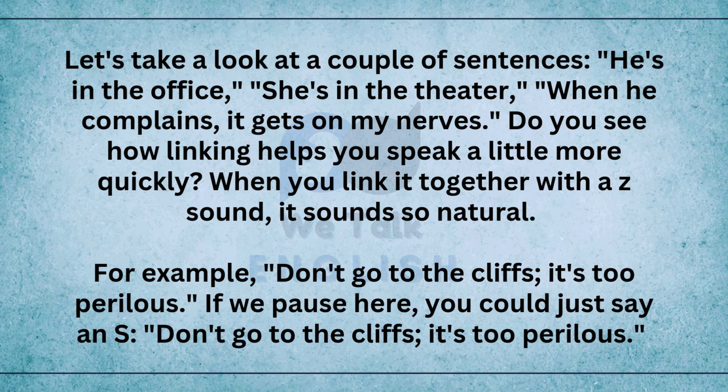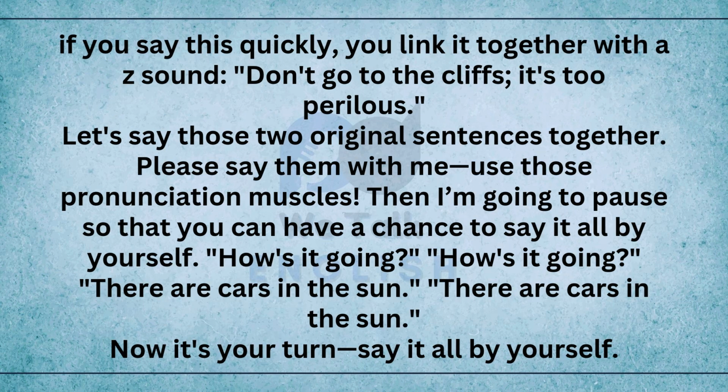For example, don't go to the cliffs. It's too perilous. If we pause here, you could just say an S. Don't go to the cliffs. It's too perilous. But if you say this quickly, you link it together with a Z sound. Don't go to the cliffs. It's too perilous. Let's say those two original sentences together. Please say them with me. Use those pronunciation muscles. Then I'm going to pause so that you can have a chance to say it all by yourself.